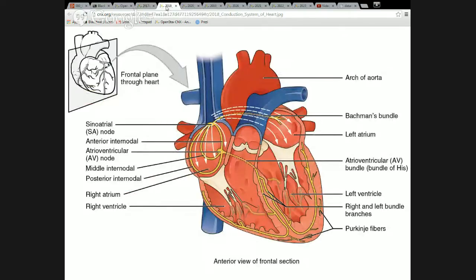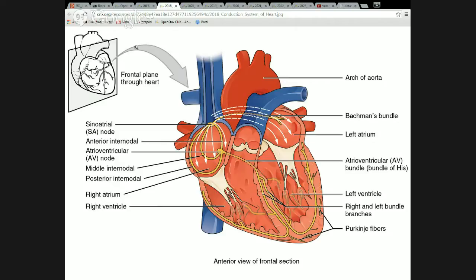Now, the reason that's important is because in the heart, there are dedicated muscle cells, and these are cardiac muscle cells, which conduct the electrical signals throughout the heart. We call it the cardiac conduction system, or the cardiac conduction pathway. There's essentially 5 different spots along the pathway.